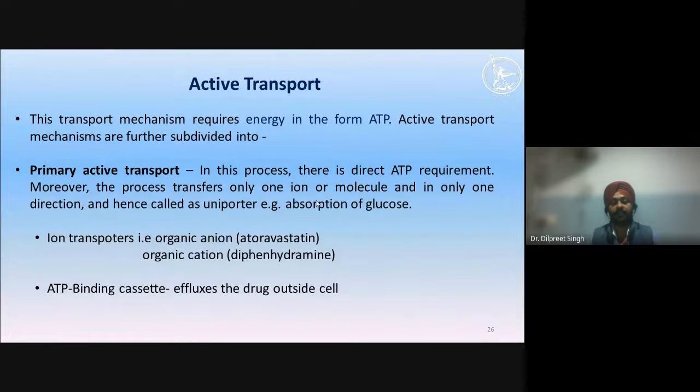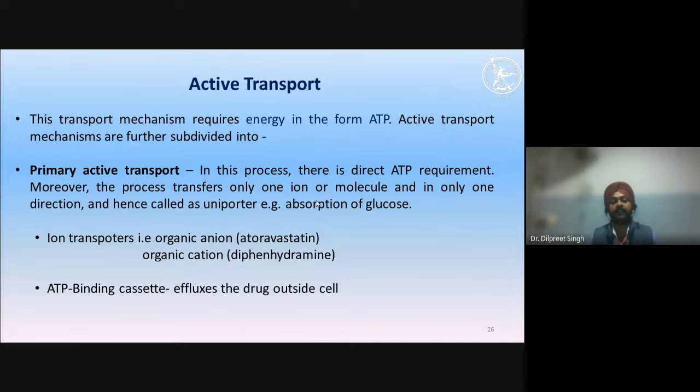Like we have phenytoin, chlorodiazoxide, diclofenac, or NSAID molecules. The organic cation transporter is used for the absorption of basic drugs or positively charged drugs, like diphenhydramine, chlorodiazoxide, dipyridamole. Then we have the carbonic anhydrase inhibitors like acetazolamide. There are also a number of ATP-binding cassette proteins that efflux the drug outside the cell.